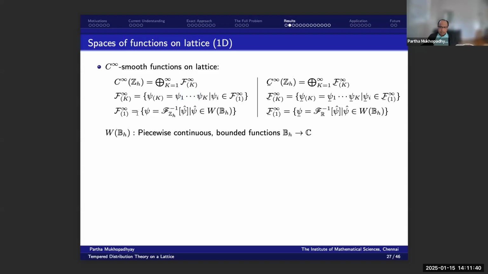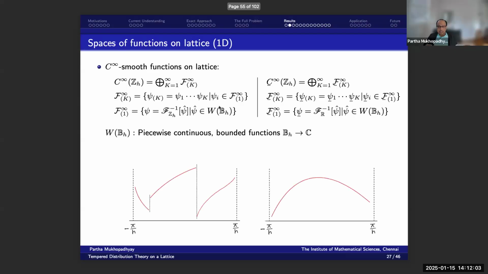And the fundamental field is defined in the following way: you take the corresponding Brillouin zone. So you have the lattice ZH, a lattice with lattice spacing H, and the corresponding Brillouin zone is BH. And then you consider the space of piecewise continuous bounded functions from BH to C. That is what W is.